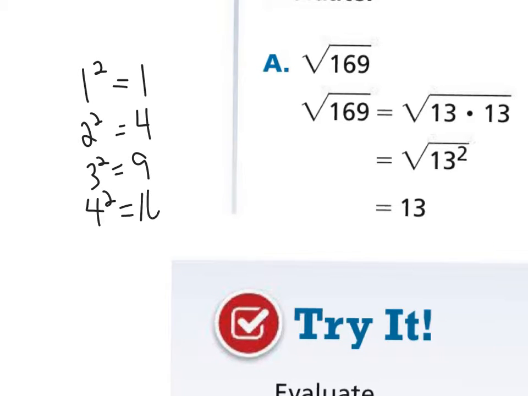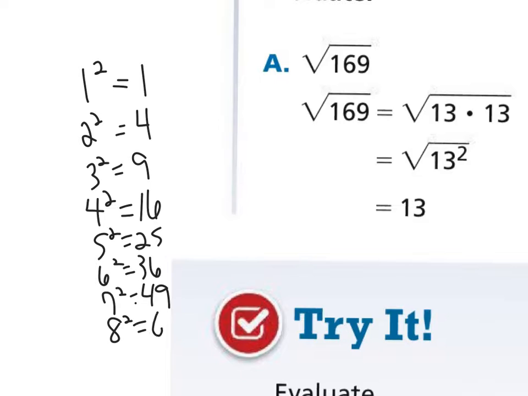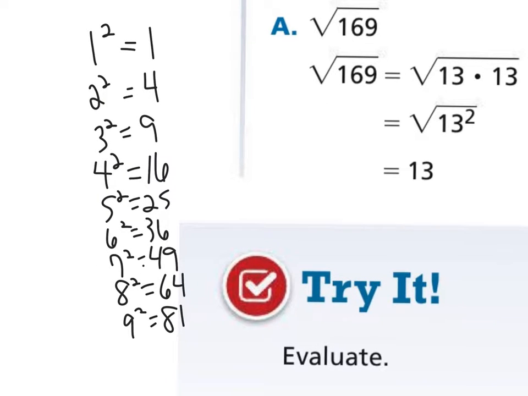4 squared is 16. 5 squared is 25. 6 squared is 36. 7 squared is 49. 8 squared is 64. 9 squared is 81. So rather than just guessing, I can look at this information and see what ends in a 9.